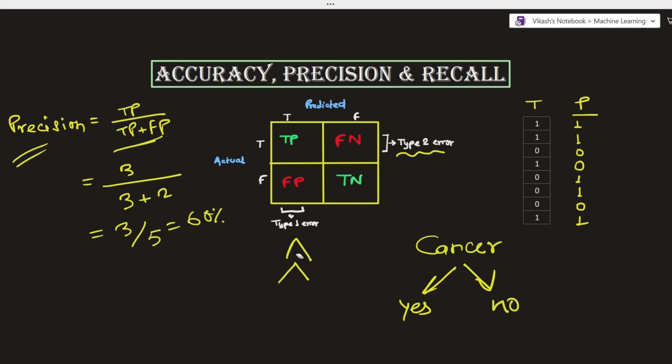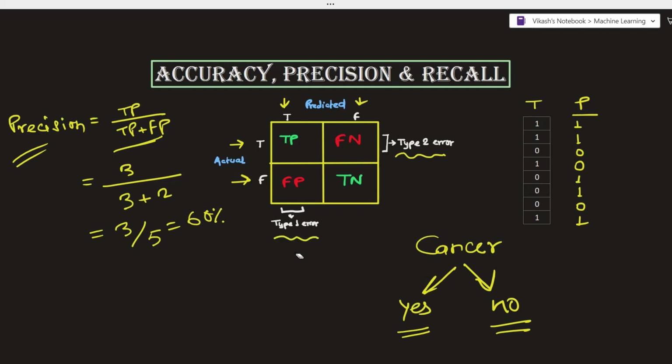Okay. In this particular use case, if the actual value is yes, which means the patient has cancer, but you are predicting it as false, which means the patient does not have cancer, that will be a type 2 error. In contrast, if the patient does not have cancer, which means the actual value is false, and you are predicting that the patient has cancer, that will be an issue of type 1 error.